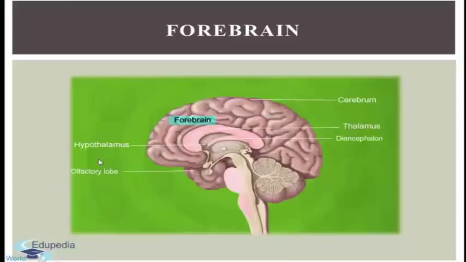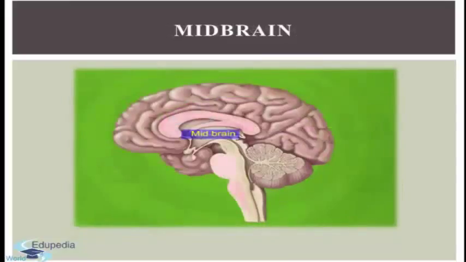The inferior surface of Diencephalon bears optic chiasma and pituitary gland. Now we will discuss the midbrain. See, the midbrain connects the forebrain to the hindbrain and controls muscle tone, modifies some motor activities, and also has reflexes for sight and hearing.